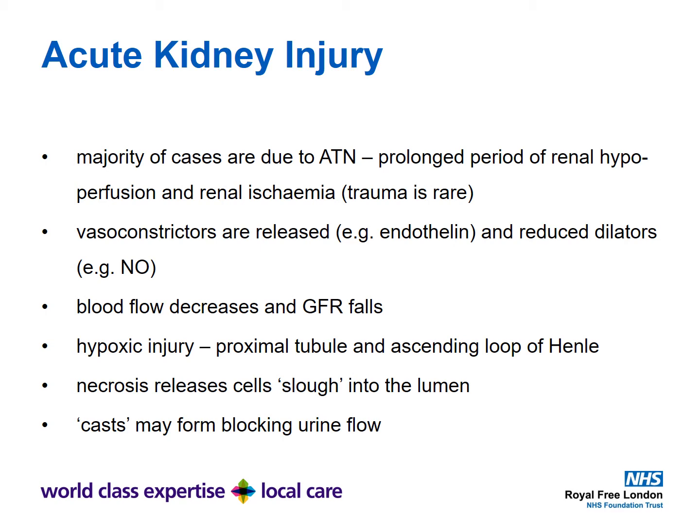Acute blunt trauma to the kidneys is relatively rare. The presence of acute tubular necrosis is moderated by vasoconstrictors such as endothelin and reduced presence of dilators such as nitric oxide. The blood flow decreases and the glomerular filtration rate falls. This in turn causes hypoxic injury such as in the proximal tubule and the ascending loop of Henle. The necrosis of the kidney cells releases slough into the lumen, which may then in turn form a block to urinary flow.